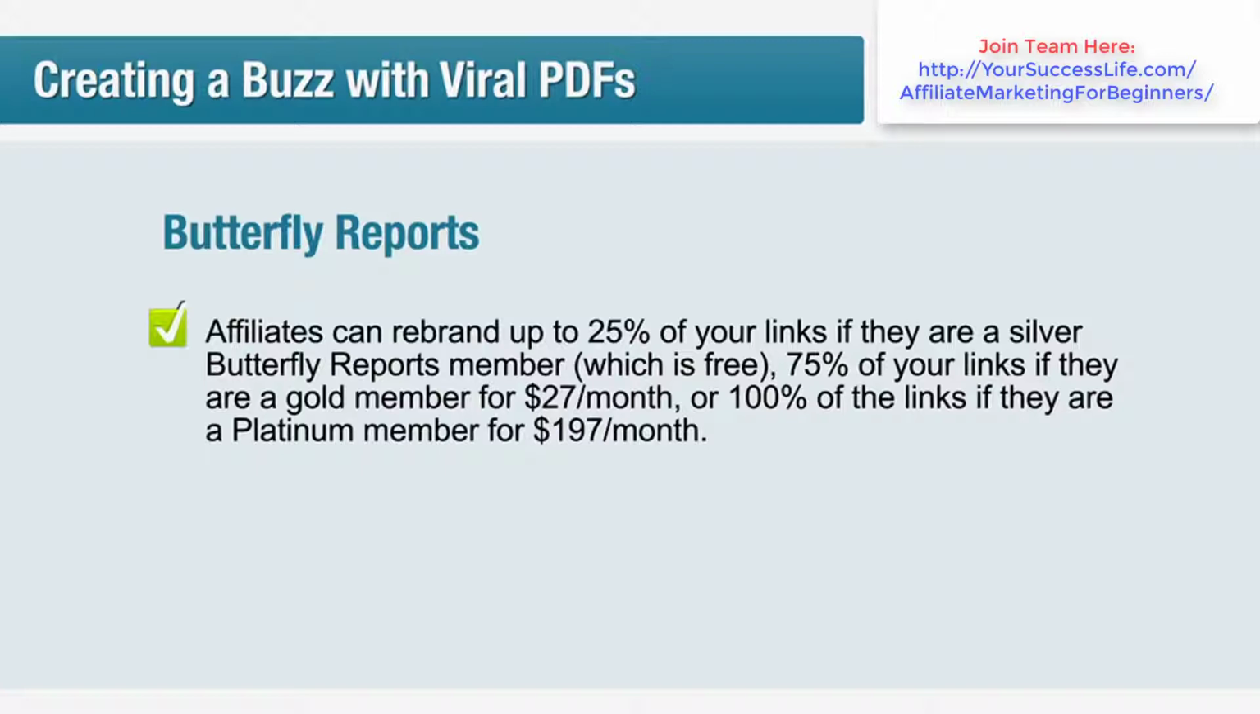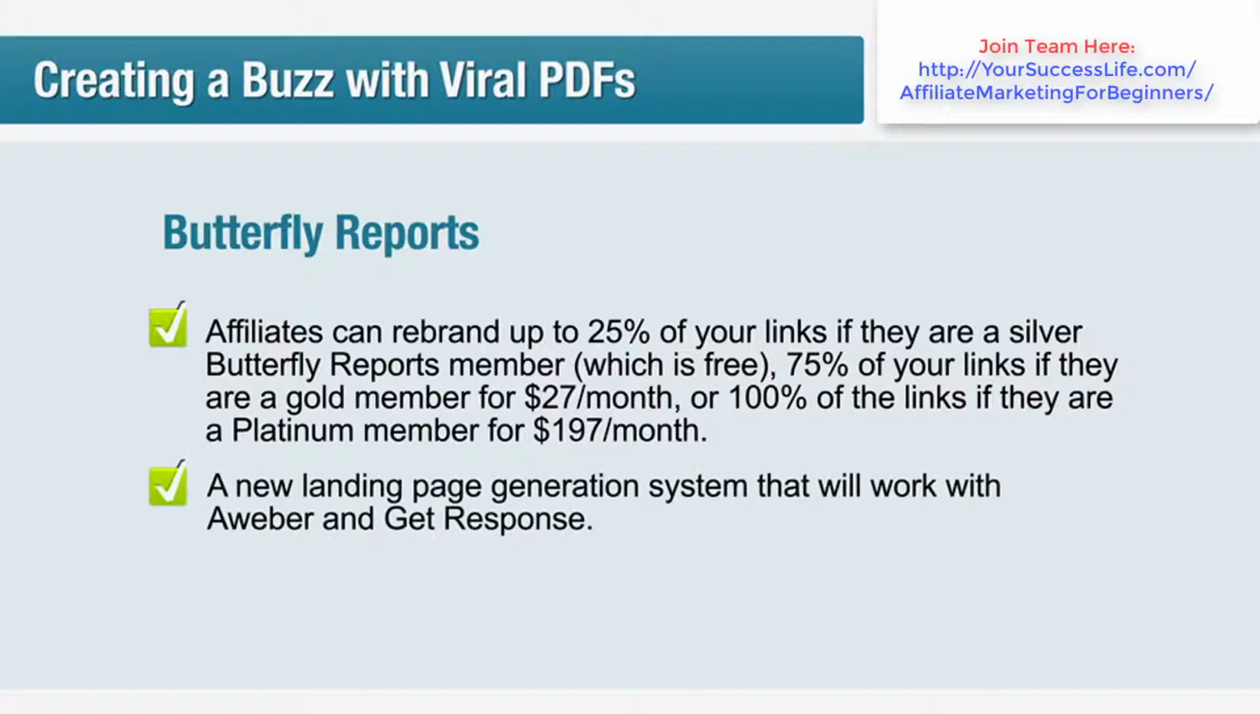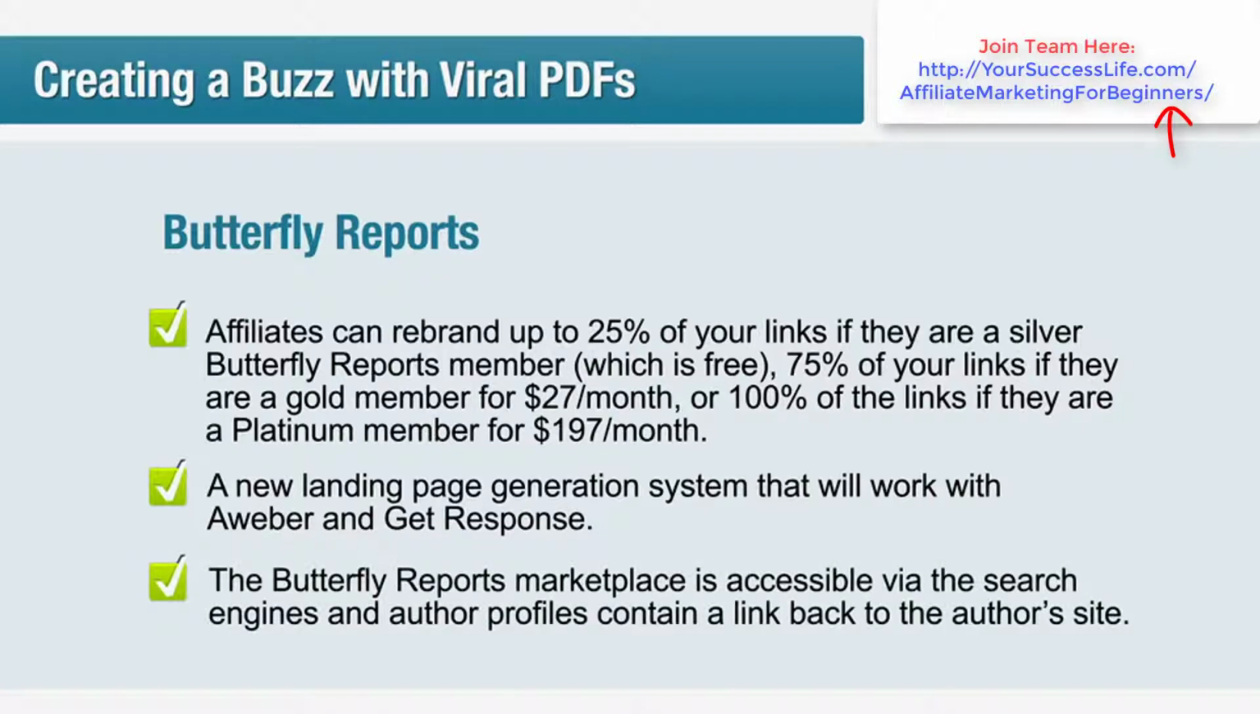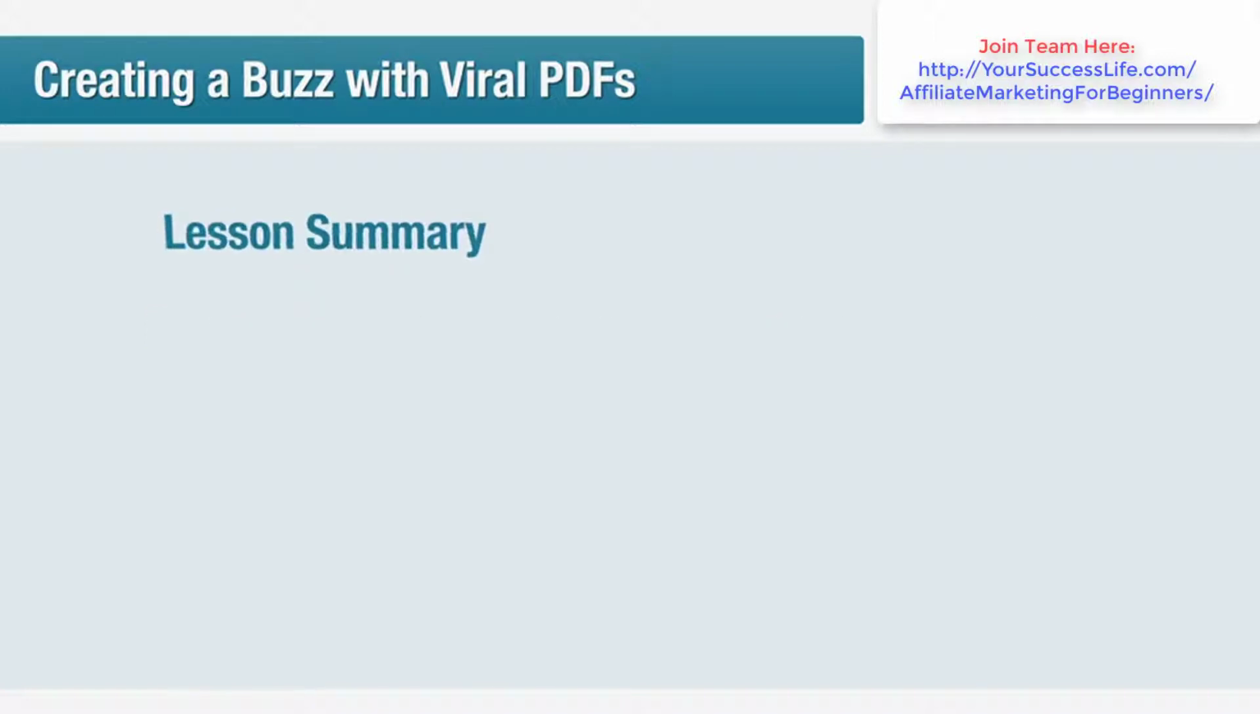There are tons of other advantages of Platinum membership, including a new landing page generation system that will work with Aweber and GetResponse. The Butterfly Reports marketplace is accessible via the search engines, and author profiles contain a link back to the author's site. And time for today's lesson summary.